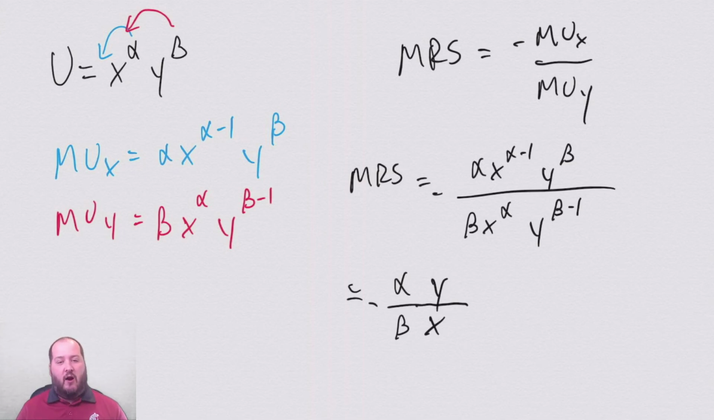That's it right there. Our marginal rate of substitution in this case is negative alpha y over beta x. And we can see that's solving it generally right there for any possible numbers. So that's all that goes into solving the marginal rate of substitution. Remember when you're working with multivariable derivatives to just treat the other variable as if it were constant. Anyways, that's all for this video, and thanks for watching.